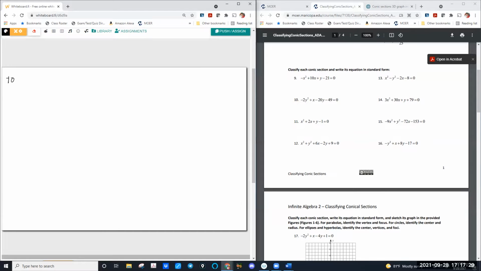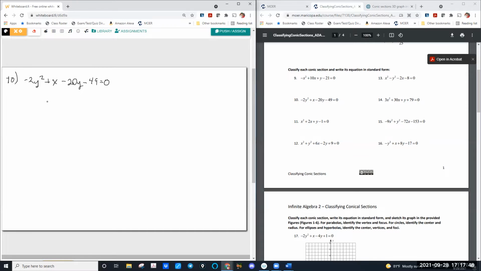So let's start off with number 10. We have negative 2y squared plus x minus 20y minus 49 equals 0.